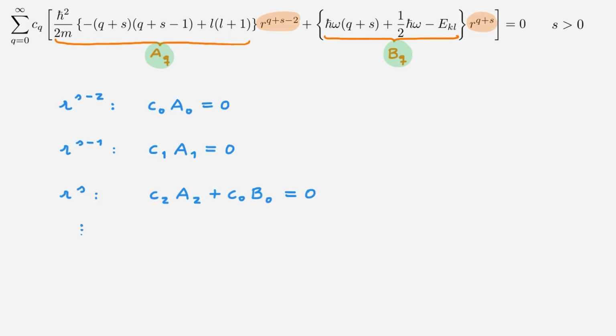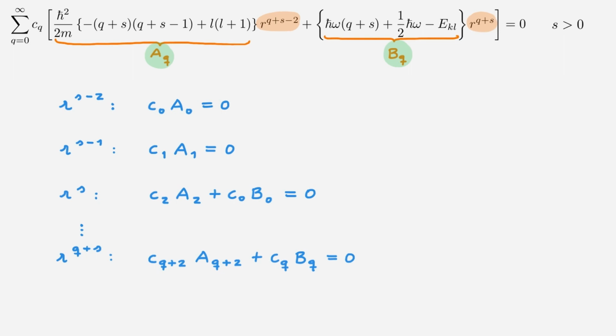And we could go on like this term by term. And the general power q plus s has contributions from the a term proportional to c_(q+2) and from the b term proportional to c_q. And again, these coefficients must vanish. What does this all mean? In order to determine the form of the v function, we need to determine the value of all the expansion coefficients, and these equations here will allow us to do so.